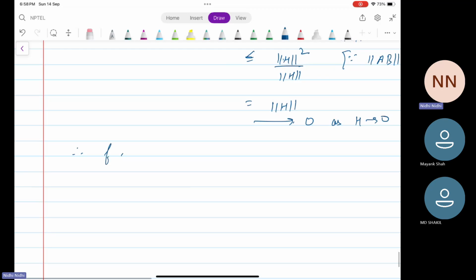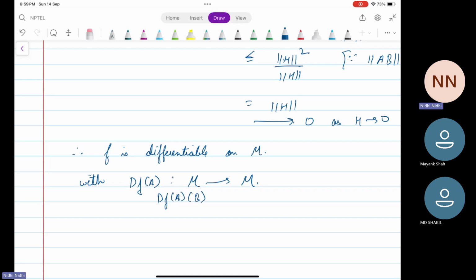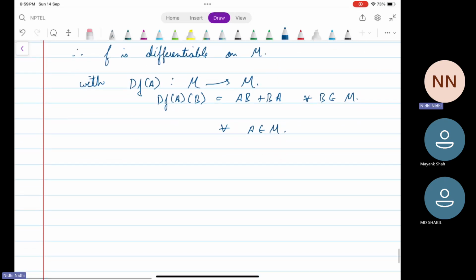Therefore, this map F is differentiable on M, with DF_A being a map from M to M such that DF_A at any point B is AB plus BA. This is for every B in M, and this is happening for every A in M. Therefore, this F is differentiable everywhere. From here, we get that it is differentiable at the identity also.